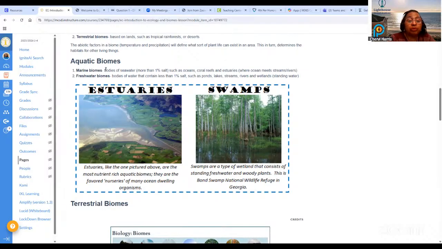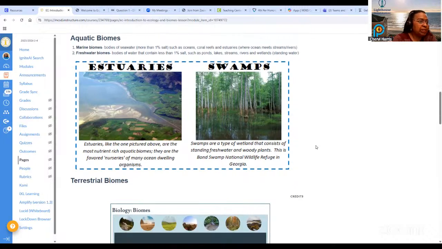All right, so we've got the marine, which is salt, and that's your oceans, your coral reefs, your estuaries. And then you have the fresh water, which is less than 1% of the planet. So there's more salt water on the planet than fresh water, which is why we say we have to conserve water and be careful about our water. The only thing available to us that we can use is fresh water, and most of the planet is not fresh water.